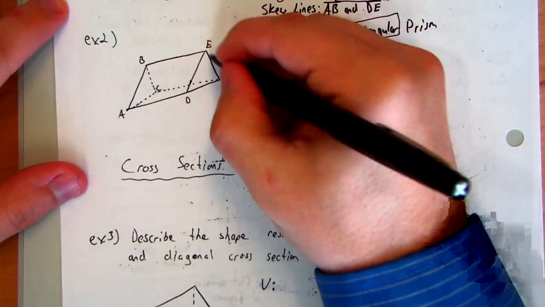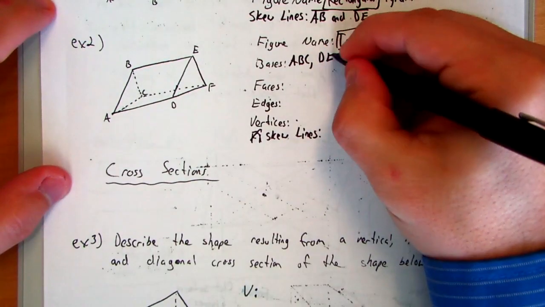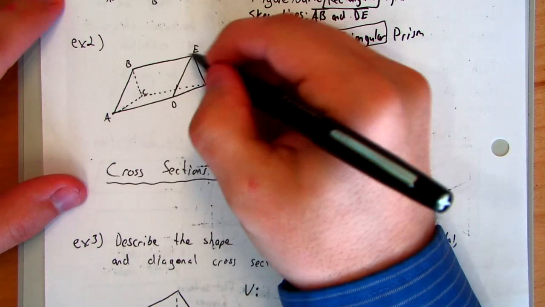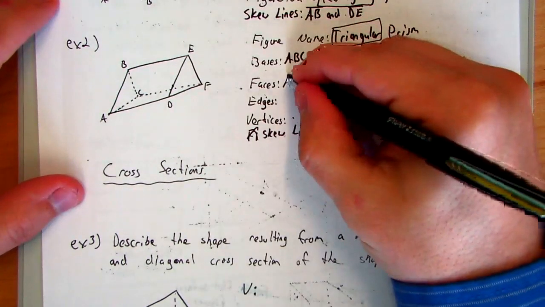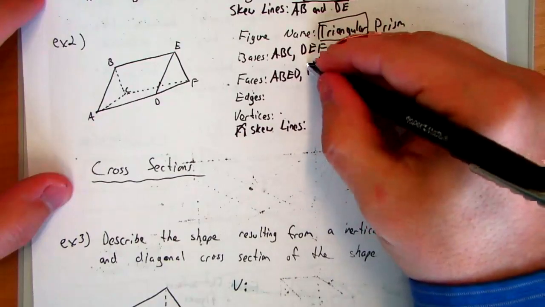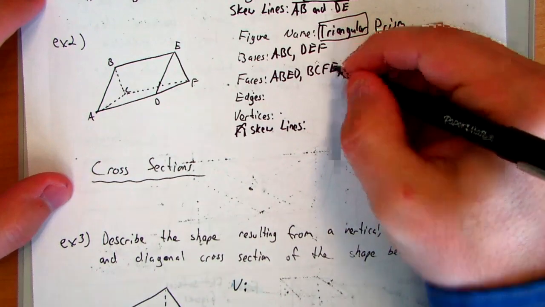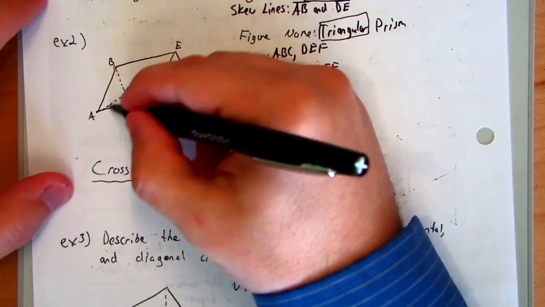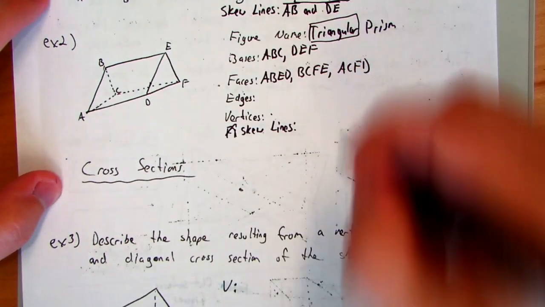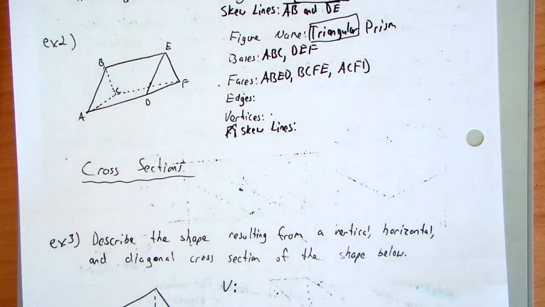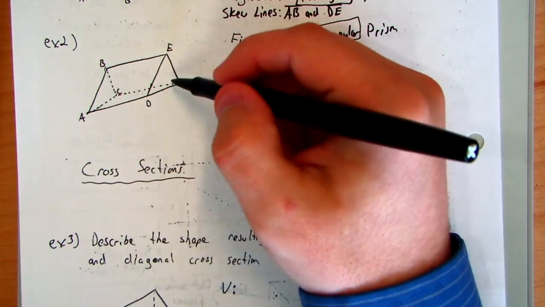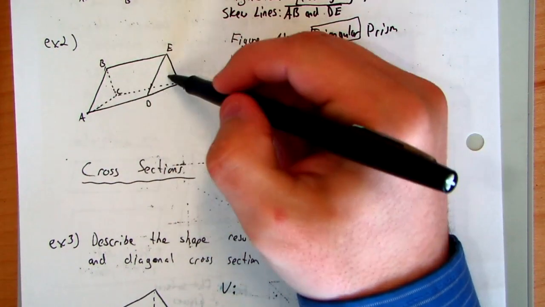Faces are the other rectangles, so ABED. We have BCFE. So we've done this front one, we've done the back one. Now we need to do this one on the bottom, which would be ACFD. And that's all the faces. And it should make sense, because if we add the bases together plus the faces, we would get the total number of sides. There are 2 bases and 3 faces, so that'll be 5. We have 2 bases shown and 3 faces written, so that would also be 5.